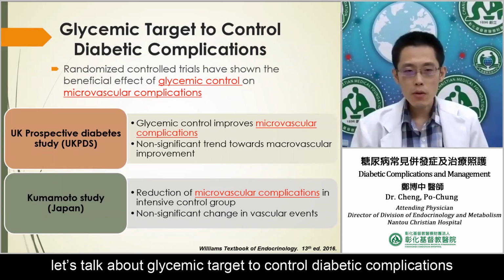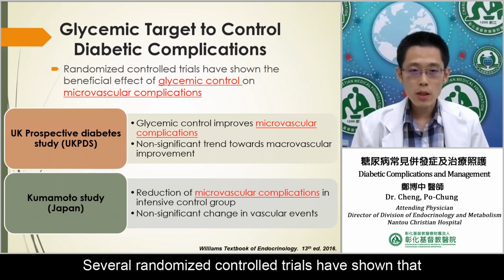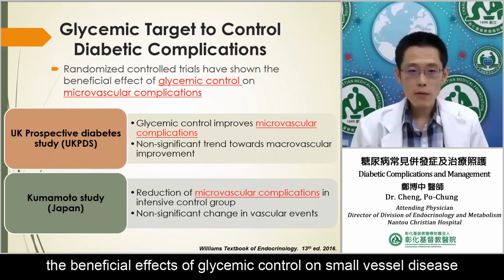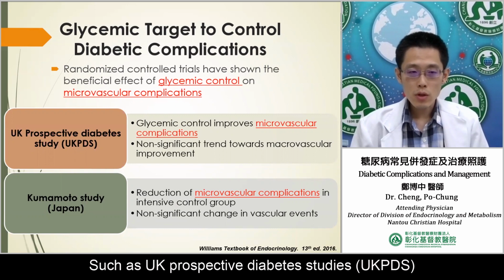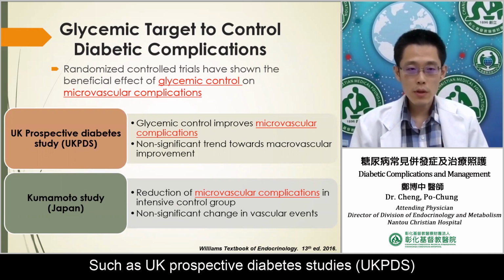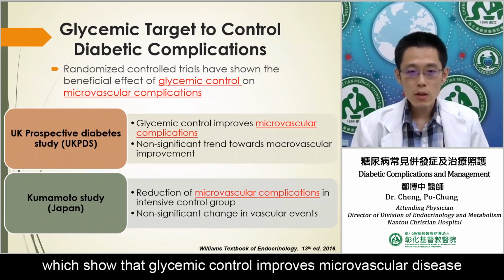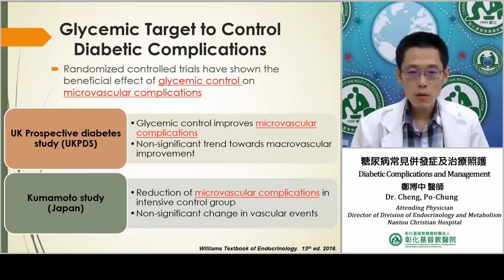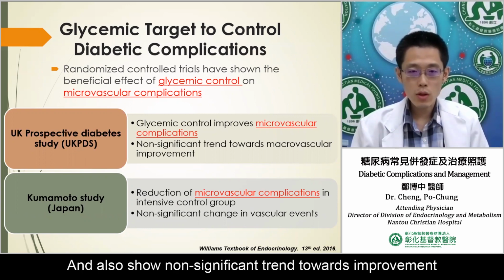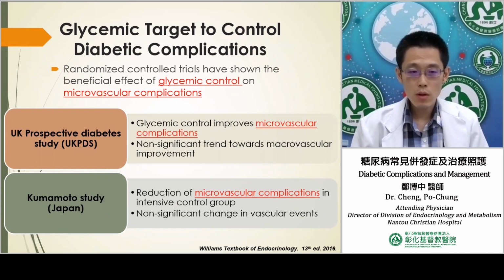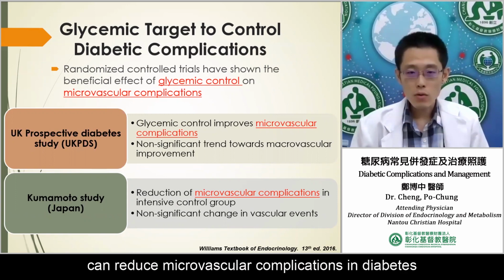Finally, let's talk about the glycemic target to control diabetic complications. Several randomized control trials have shown the beneficial effects of glycemic control on small vessel disease, such as the United Kingdom Prospective Diabetes Study, which shows that glycemic control improves microvascular disease and its complications, and also showed a non-significant trend towards improvement in large vessel disease. The Kumamoto study in Japan also showed that intensive glycemic control can reduce microvascular complications in diabetes.